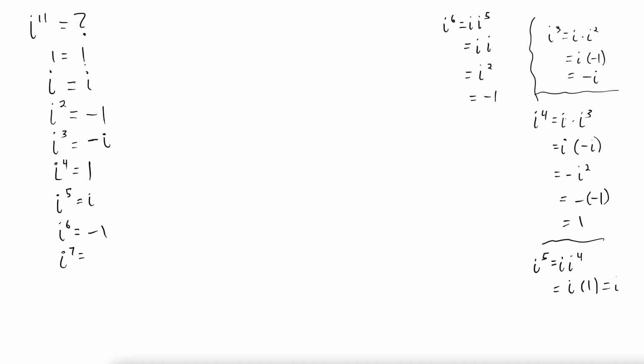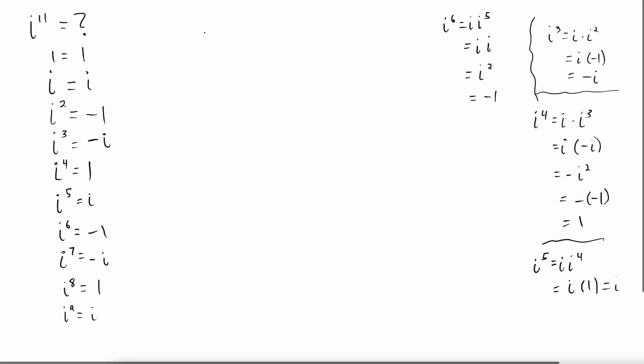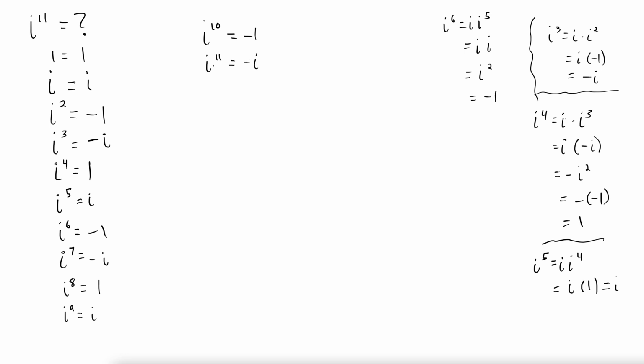Look at this pattern. 1, i, -1, -i. 1, i, -1, you guessed it, -i. i to the 8th, what do you think? 1. i to the 9th, i. And we could go all the way up. Let's just do it. i to the 10th, and then I'll show you a quicker way to do it. i to the 10th, -1. i to the 11th, -i. We're just following the pattern. So there's the answer, and that is a hard way to go.